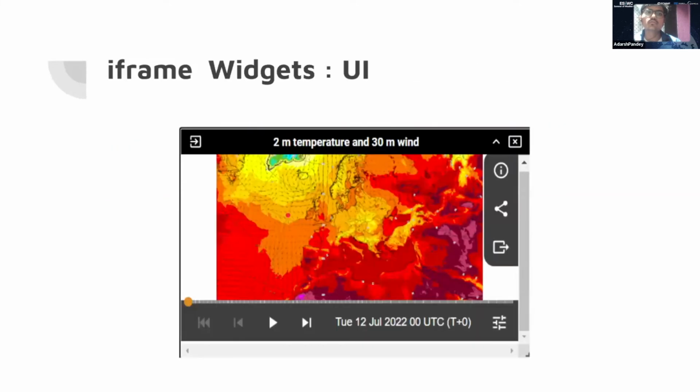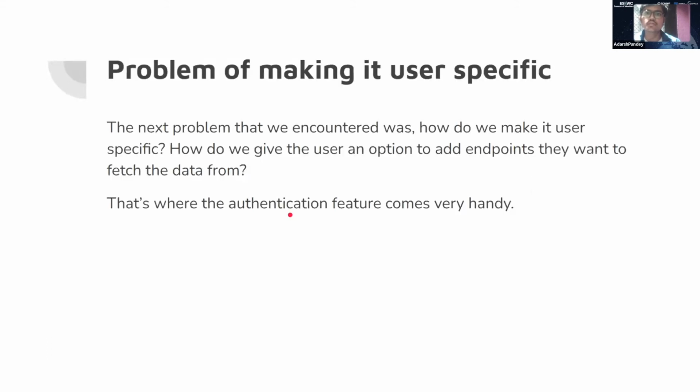Now, till now, we solved the problem of having a lot of widgets by conforming to the type. The next step was, how do we make it user specific? How do we allow different sets of users to add the endpoints that they want to fetch the data from? And that's where the solution of authentication comes very handy. We can have different accounts and give the user the flexibility to add only the endpoints that he wants to his profile, and render the data from there.